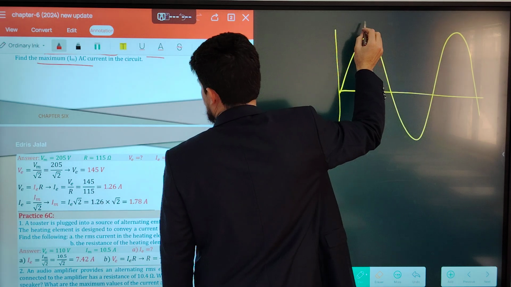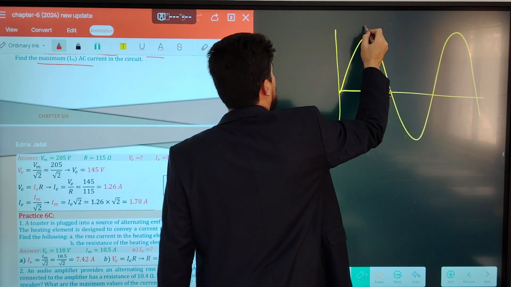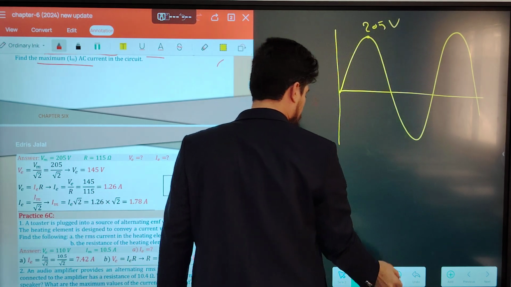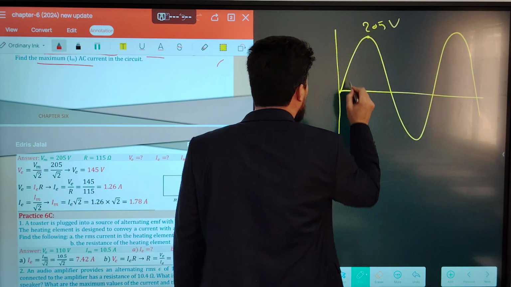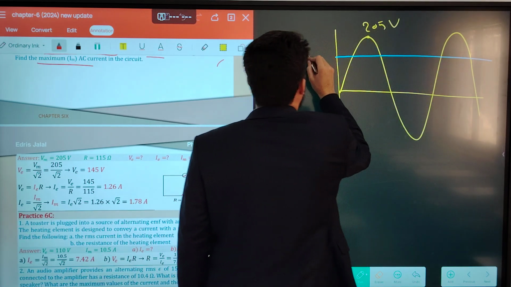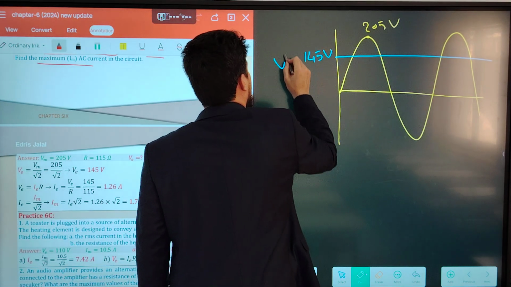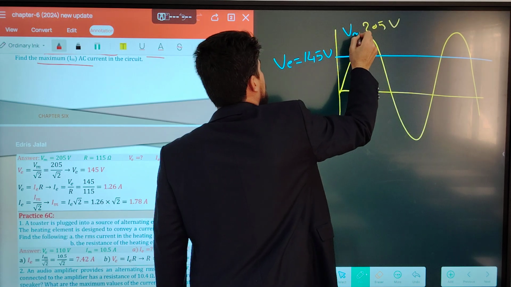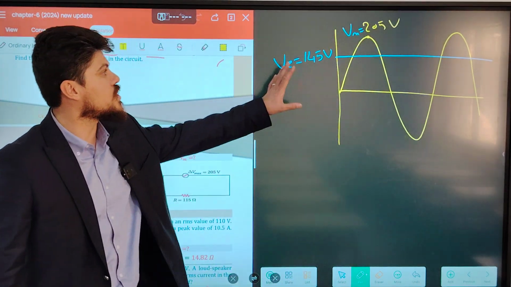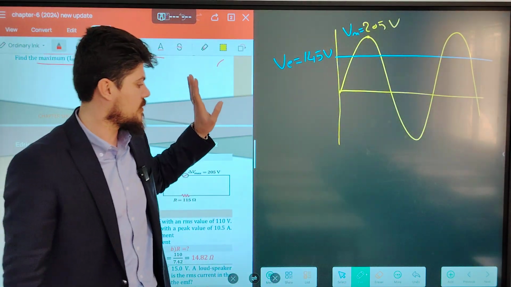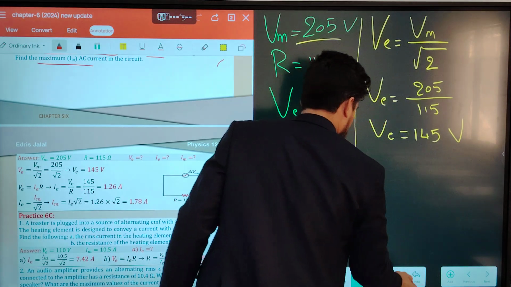The maximum value given was 205, but the effective value is 145. This is VE, this is VM. This is the relation between V maximum and effective. Okay? Yalla guys.